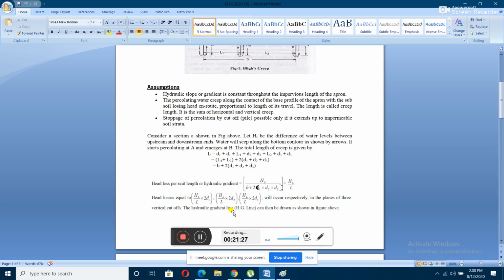Okay, we assume that HL by L will be constant throughout your flow. It will be the head loss per unit length, where per unit length means the creep length. That will be constant. So here the creep length is B plus 2 times D1 plus D2 plus D3. So the head loss per unit length will be HL by this L value.